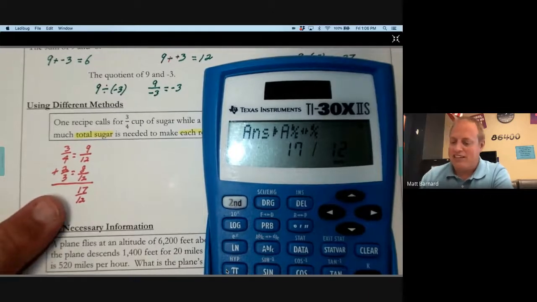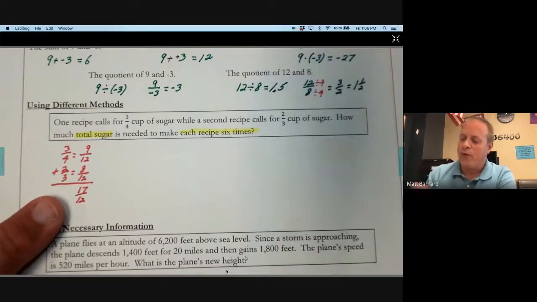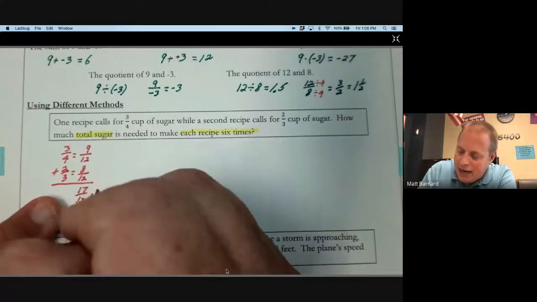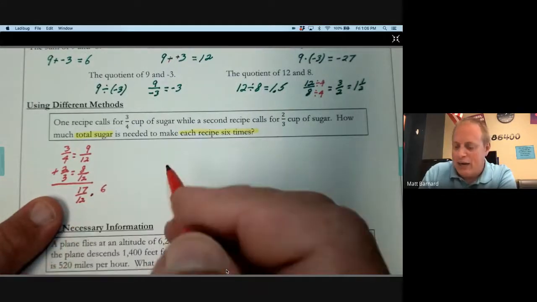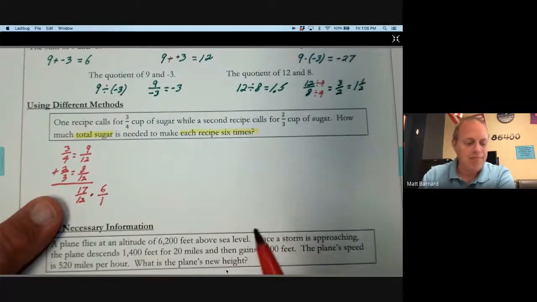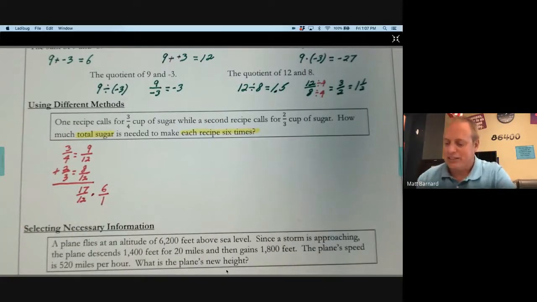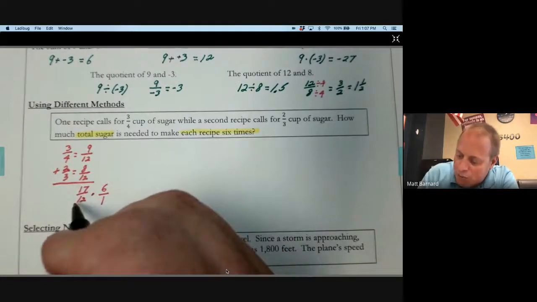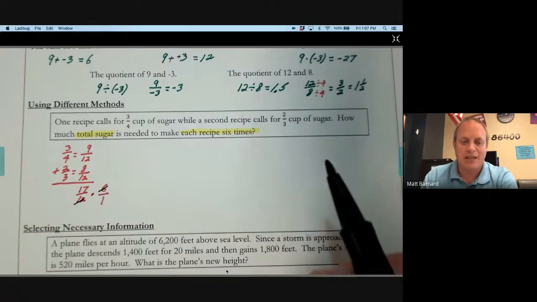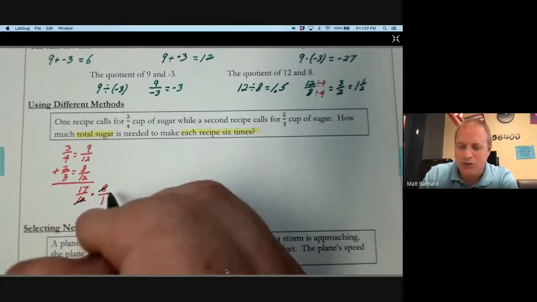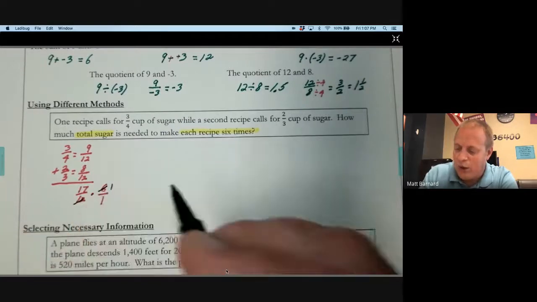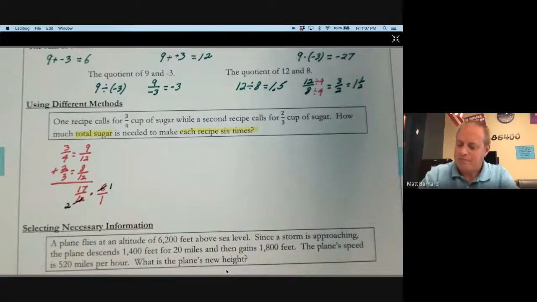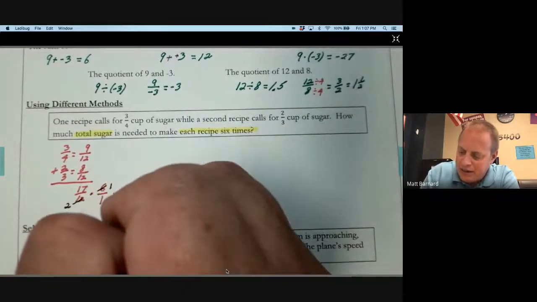So what we found is 17/12 is the total amount of sugar we need for one of each, but we're going to do it 6 times. So I need to multiply that by 6. And I can write 6 as 6/1. Now, when I multiply with fractions, I don't need common denominators, but I can multiply across if I wanted to. Or I can look at the 12 and the 6 and go, what do they have in common? Well, I can divide 6 and 12 both by 6. So 6 divided by 6 is 1. And 6 goes into 12 twice. And I get a final answer of 17/2 cups.